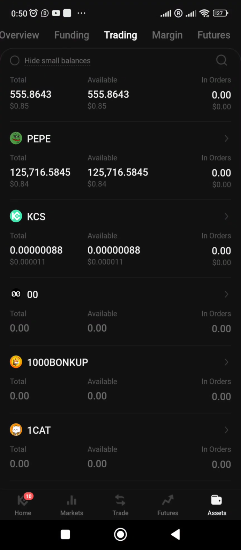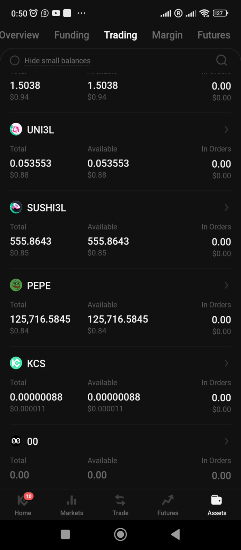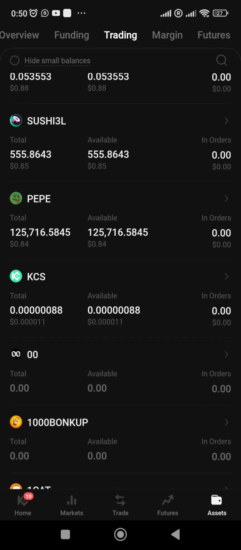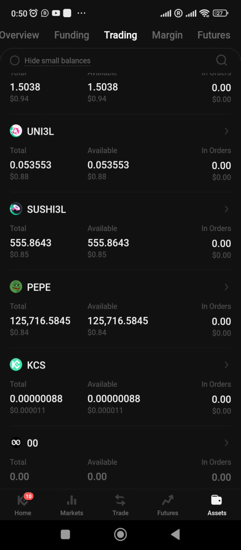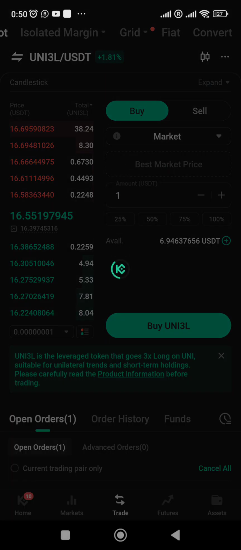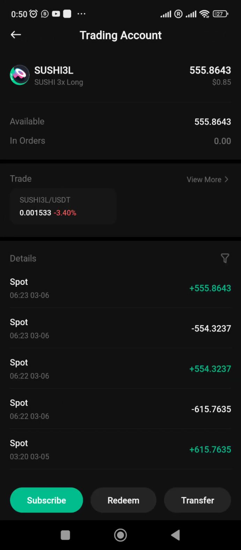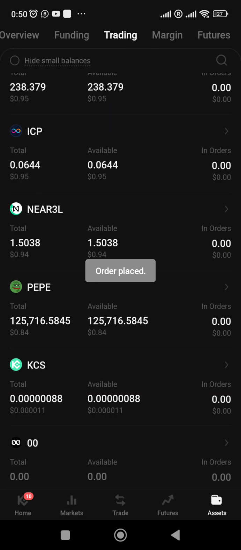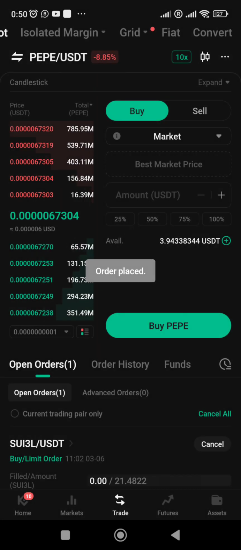Alright, so it's time to buy some things because Uni is 88 cents. Sushi is 0.85 USDT. Pepe is 0.84 USDT. They're supposed to be at least 0.9. So it's time to buy again. So I click on Uni, type 1, buy. Go to Sushi and buy. Go to Pepe and buy.